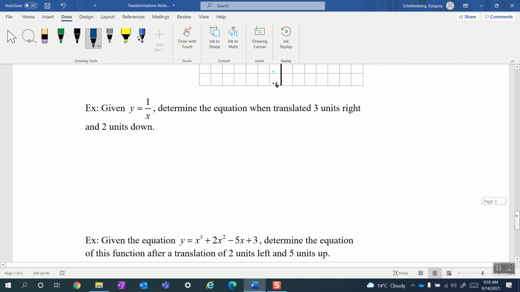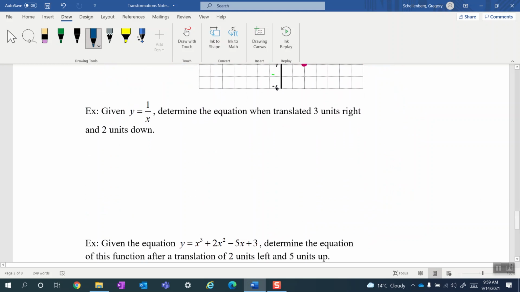Okay. And the last one here, so given the function y is equal to 1 over x, determine the equation when translated 3 units to the right and 2 units down. Okay, so we can think about this in terms of replacements. So if we're translating 3 units to the right, then really we're replacing x with x minus 3. Okay, this one's a bit harder to visualize. If we're translating 2 units down, we're replacing y with y plus 2. Okay, it's only after we isolate y that we see the q value that intuitively makes sense.